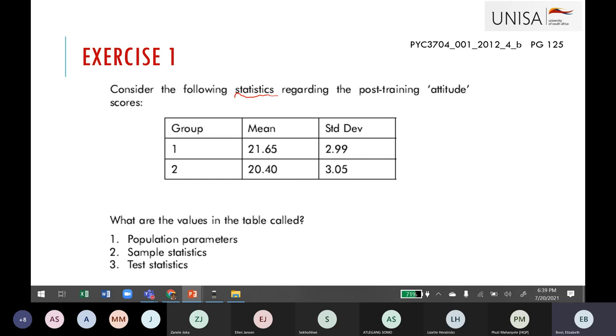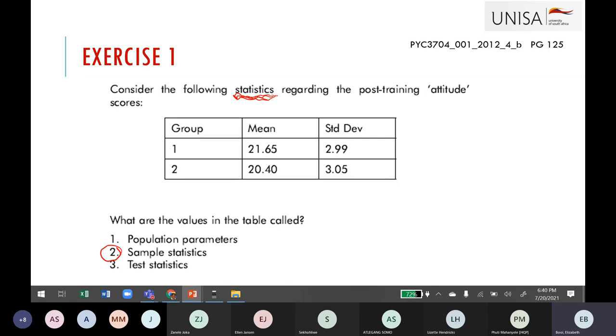So everywhere you read about statistics, you must know that we're referring to the measures that come from a sample. And remember, we use the sample measures to make conclusions about the population, because most of the time we do not know the population parameters, especially in inferential statistics. So we use the sample statistics to make conclusions about the population parameters. So the answer for this question would have been option number two. When you read questions, you must pay attention to keywords, because sometimes they nudge you to the right answer.